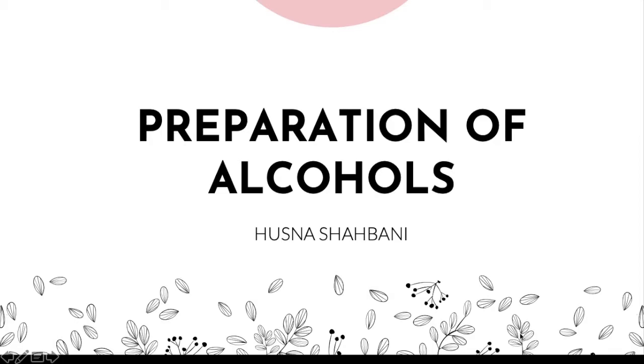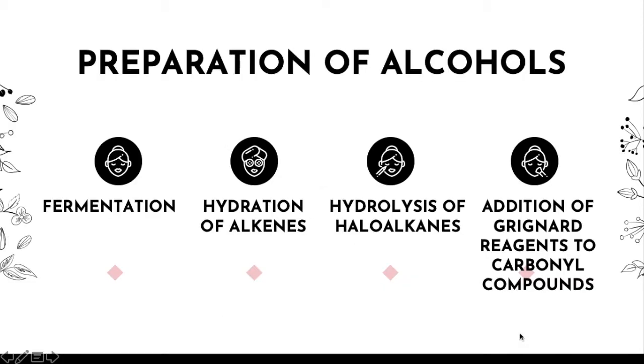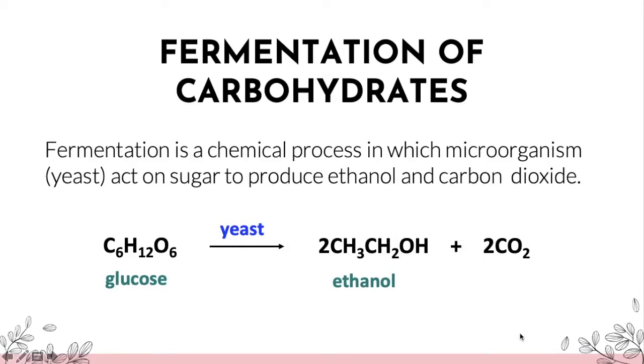Preparation of alcohols. Alcohols can be prepared from fermentation, hydration of alkenes, hydrolysis of haloalkanes, and addition of Grignard reagents to carbonyl compounds. Fermentation is a chemical process in which microorganisms, for example yeast, act on sugar to produce ethanol and carbon dioxide. So the alcohol produced must be ethanol and carbon dioxide, not other alcohol, just ethanol.